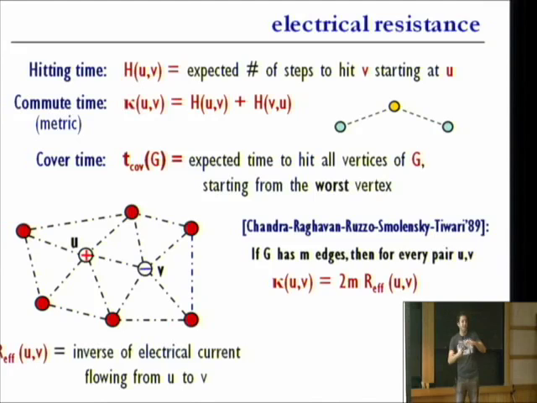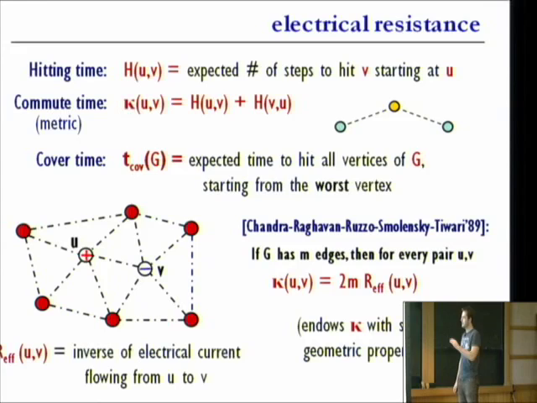And it turns out that the effective resistance and the commute time are basically the same thing. So the commute time between U and V is just twice the number of edges in the graph times the effective resistance between U and V. Okay. And this is going to be really important later, because this endows our metric with some very special geometric properties that come from effective resistance metrics.